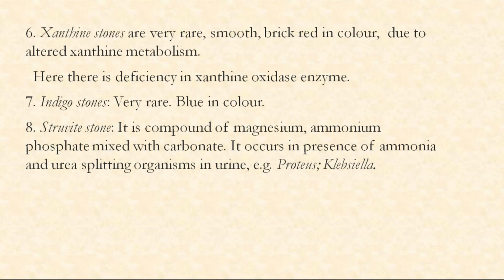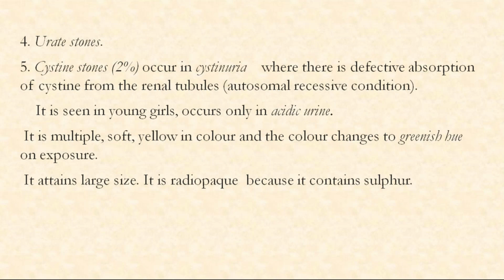Struvite, indigo, xanthine, oxalates, phosphates, cysteine, and urate stones. So these are the 8 varieties of the renal stones.